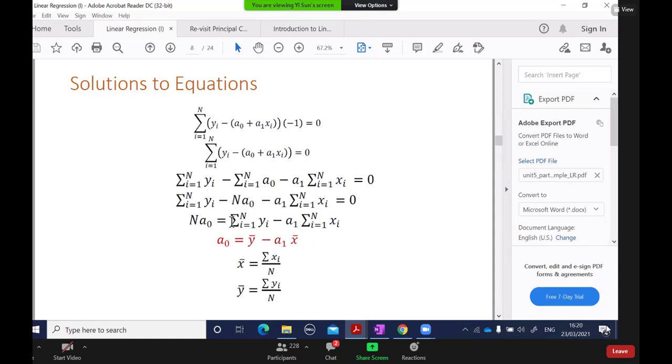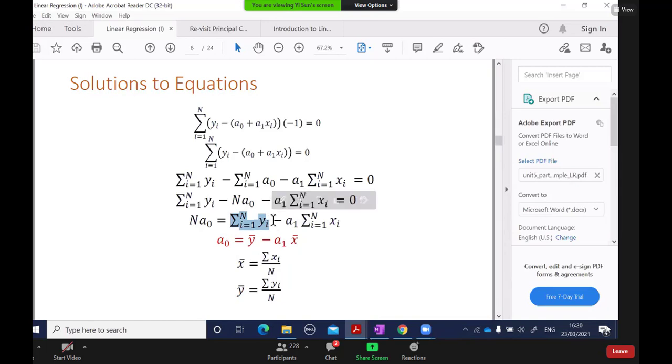So have a look at it again. What is A0? When we have this equation, if we divide both sides by n, what do we get? A0 is in fact equal to this, the sum of all y values divided by n.